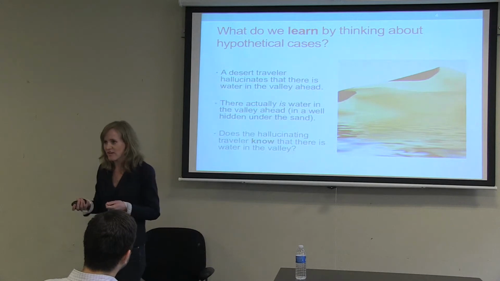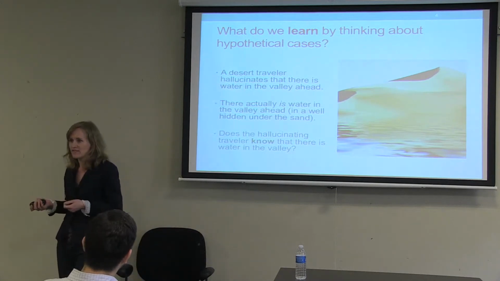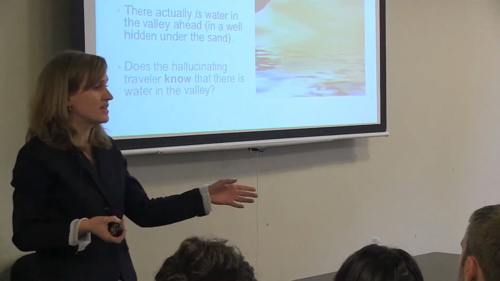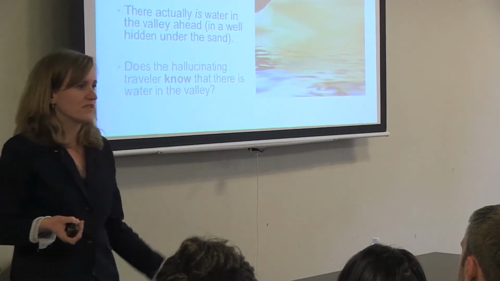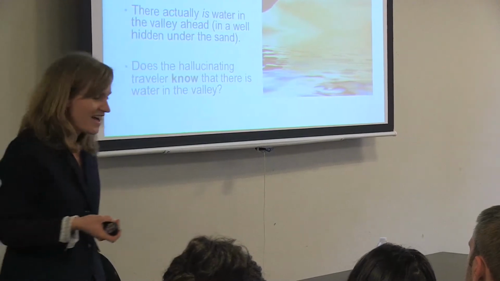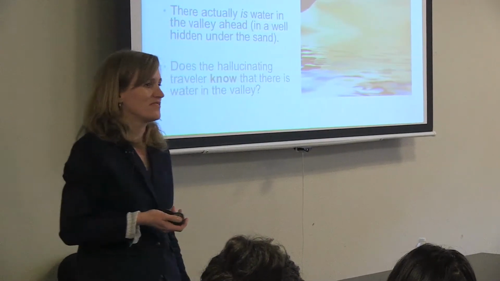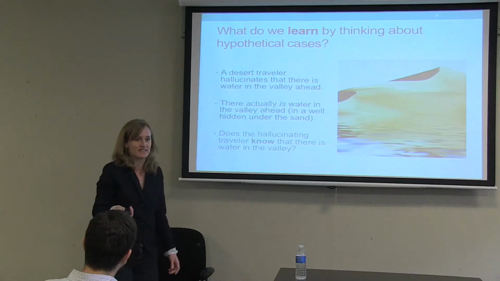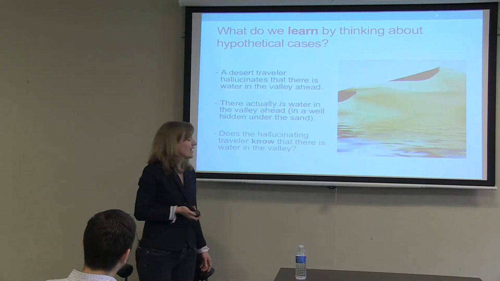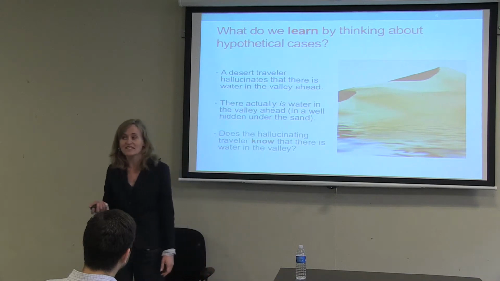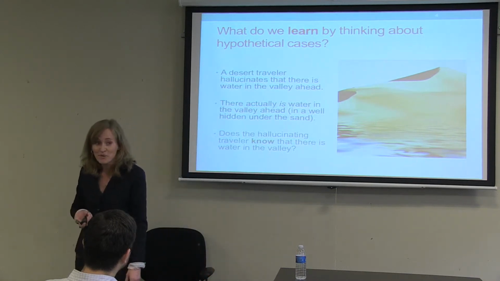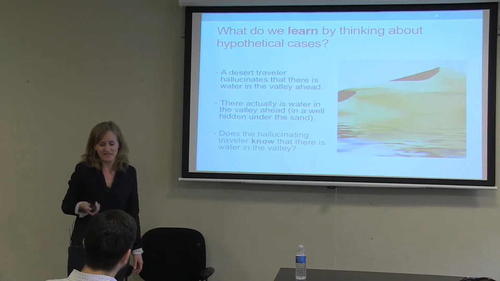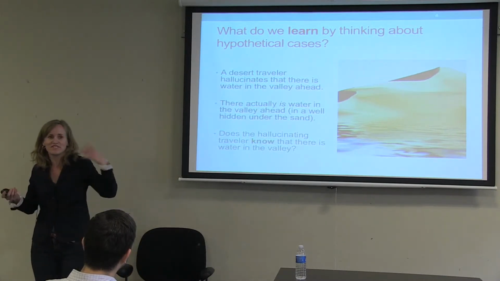And here's a story. You have a thirsty desert traveler who's looking down into the valley ahead of him and hallucinates that there's an oasis there. And he forms the judgment there's water in the valley. As luck would have it, there is water in the valley. It's just in a well, which is hidden under the sand. And Dharmottara asks, does our traveler know that there is water in the valley as he stands up at the crest of the hill? And of course it's explained, on the strength of his hallucination.